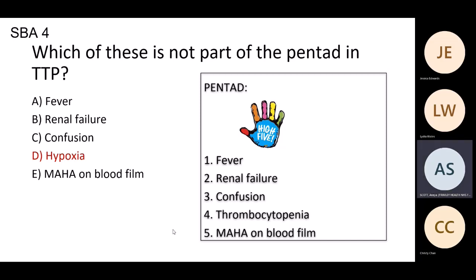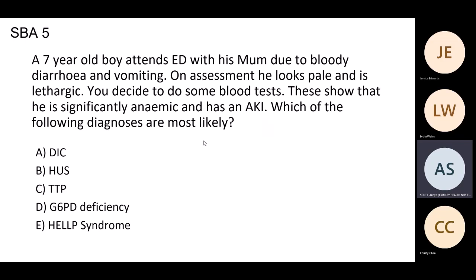Fab. So, SBA 5, a 7-year-old boy attends ED with his mum due to bloody diarrhea and vomiting. On assessment, he looks pale and is lethargic. You decide to do some blood tests. These show that he's significantly anemic and has an AKI. Which of the following diagnoses is most likely?